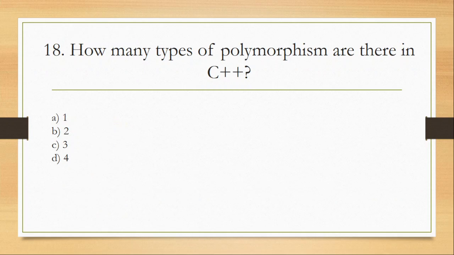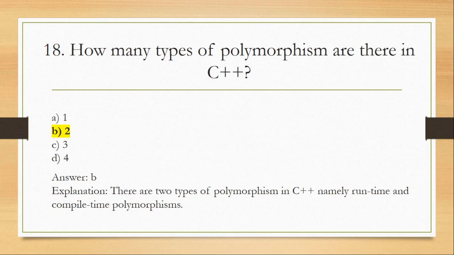How many types of polymorphism are there in C++? Two types of polymorphism in C++, namely runtime and compile time polymorphism.